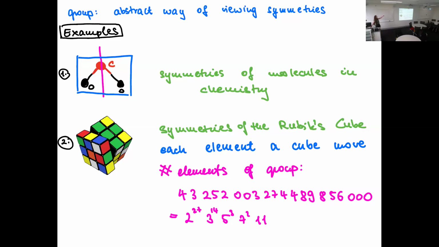So you can look at symmetries of molecules, or symmetries of the Rubik's cube, or lots of fun things, which is surprisingly big. I'm not going to go into detail of how this is calculated, but it's a fun thing to look at in your free time if you're interested.